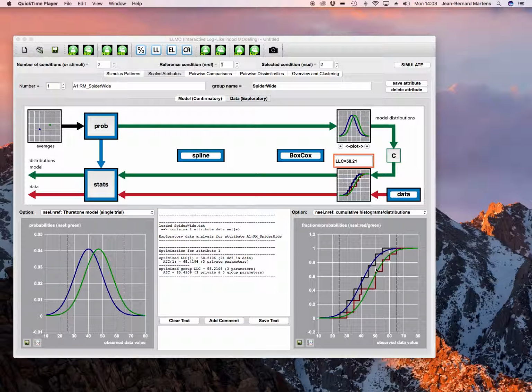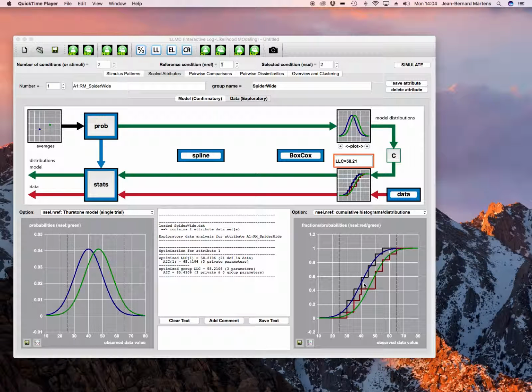As an example, we use the data that we've used before, which is the spider data. So two conditions: subjects either subjected to the picture of a spider or a real spider, and the measurement is the anxiety felt by the subjects.